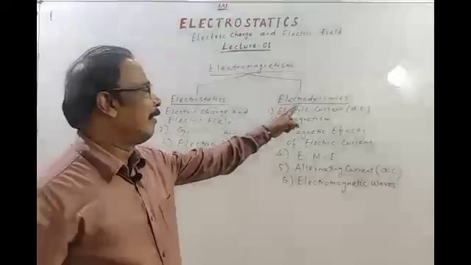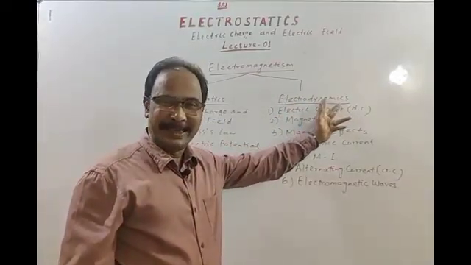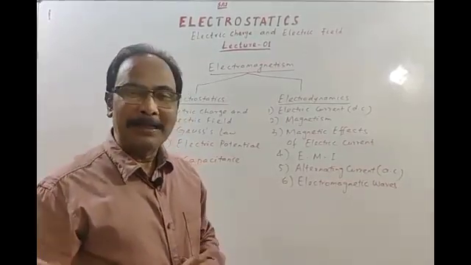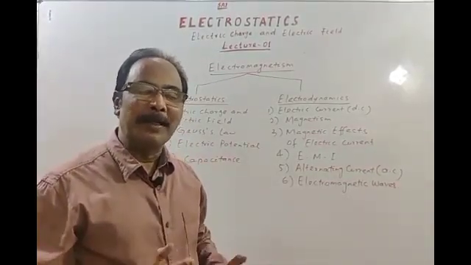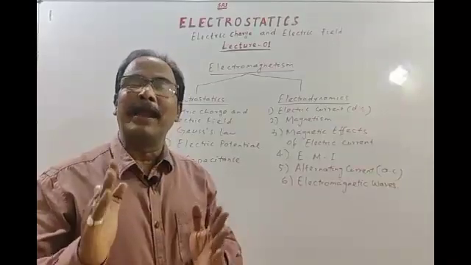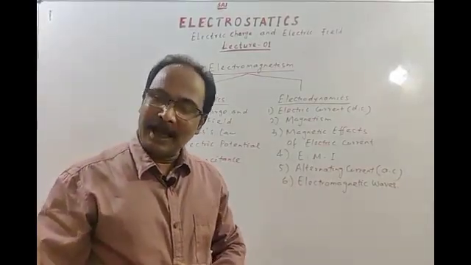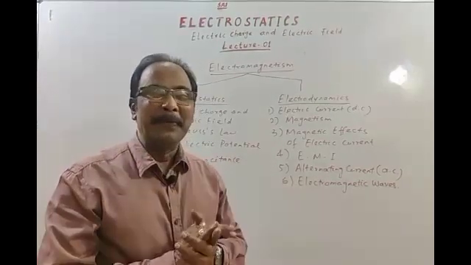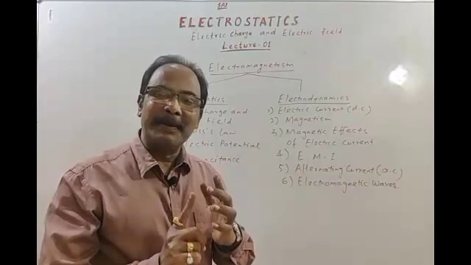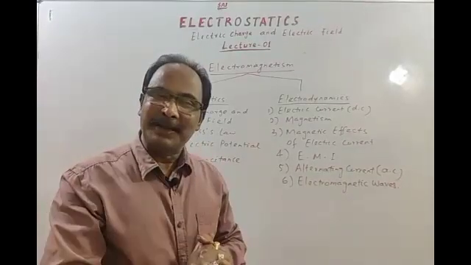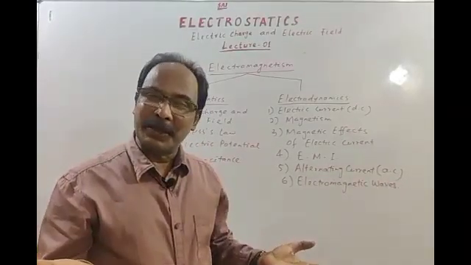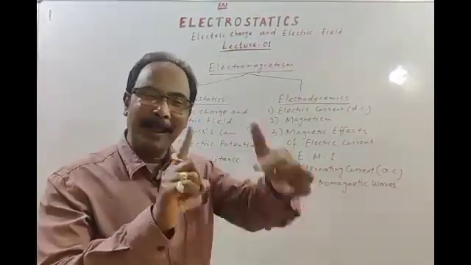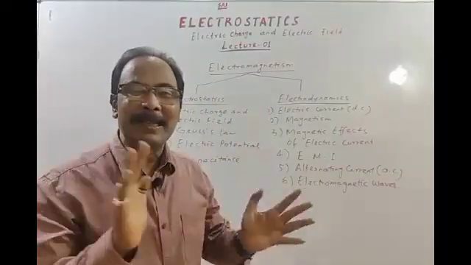Similarly, electrodynamics. Dynamics means motion. Electrodynamics is the branch of physics which deals with the electrical and magnetic properties of charge when it's in motion. And you know, when a charge is set in motion in a conductor in a given direction, then the conductor constitutes current, and a current carrying conductor produces magnetic field all around it. We'll discuss all these things.